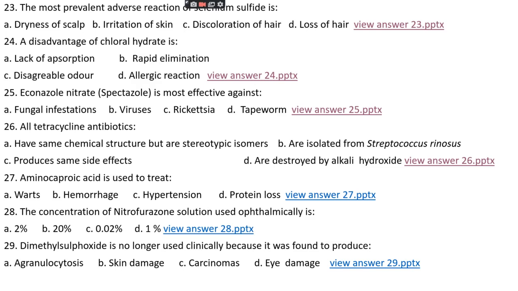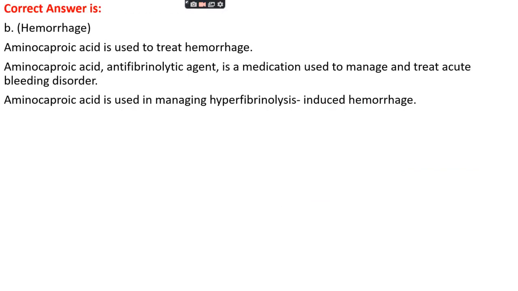Okay. Question number 27. Aminocaproic acid is used to treat: option A, what? Option B, hemorrhage; option C, hypertension; option D, protein loss. The right answer is option B, that is hemorrhage. Aminocaproic acid is used to treat hemorrhage.